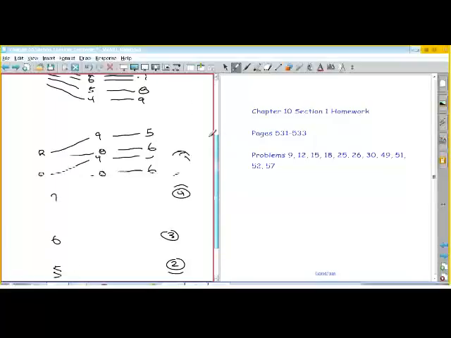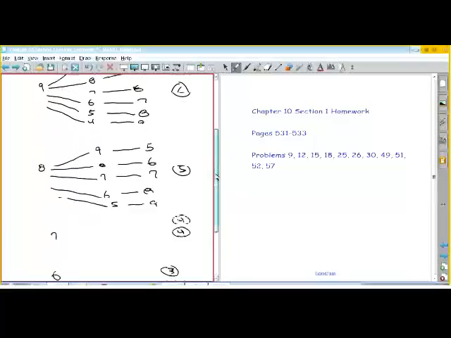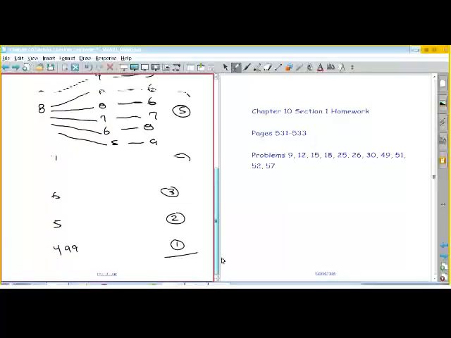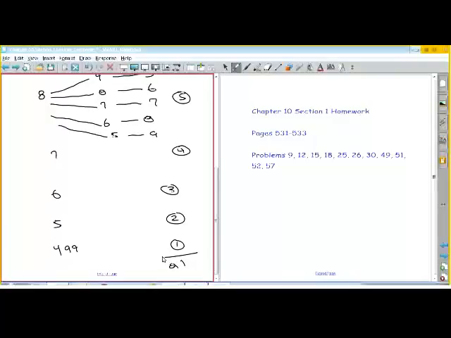So the total number, if I add all these up: 6 plus 5 is 11, plus 4 is 15, plus 3 is 18, plus 2 is 20, plus 1 is 21. So the answer to this problem is 21. There are 21 3-digit numbers whose digits add up to 21, or 22. 22. There are 21 that add up to 22.